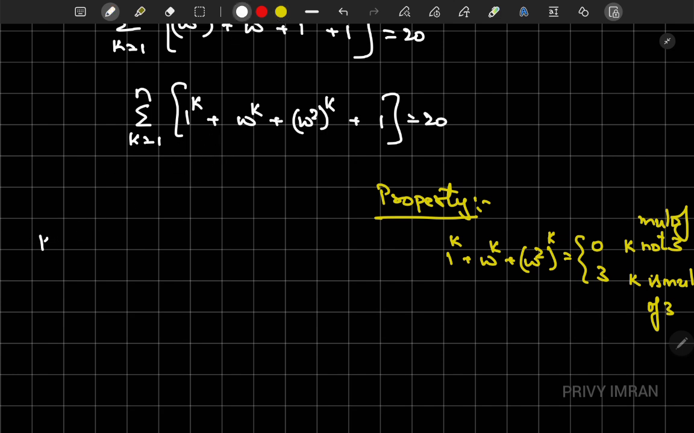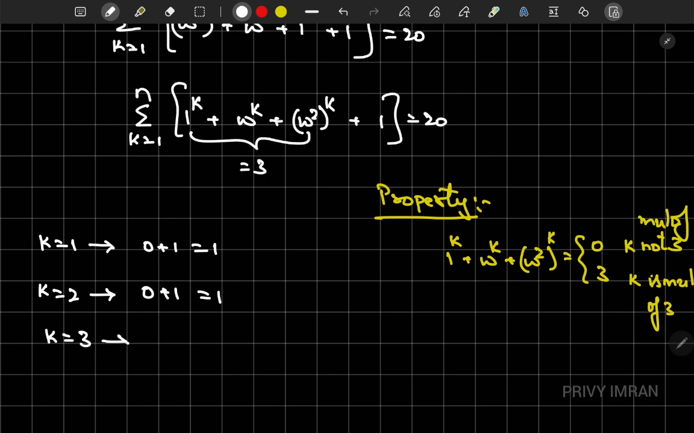Now let me substitute k value equal to 1. If k value is 1, then k is not a multiple of 3, hence this value will become 0. Hence 0 plus 1 will be equal to 1. Next, if k value is 2, then again this value will become 0, as 2 is not a multiple of 3. Again it will become 0 plus 1, which is equal to 1. Now let me take k value 3. Now k is a multiple of 3, hence this value will be equal to 3. Hence my answer is 3 plus 1, which will be equal to 4.